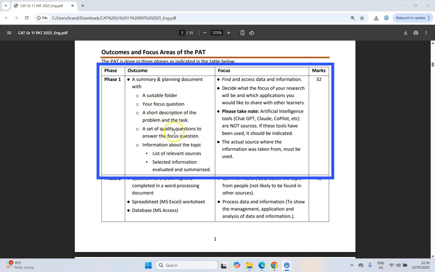You're going to have some questions that are going to help guide your research and introduce you to a bit of the topic, and doing some research from relevant sources to guide your understanding on the topic. As you can see, that's going to count 32 marks.